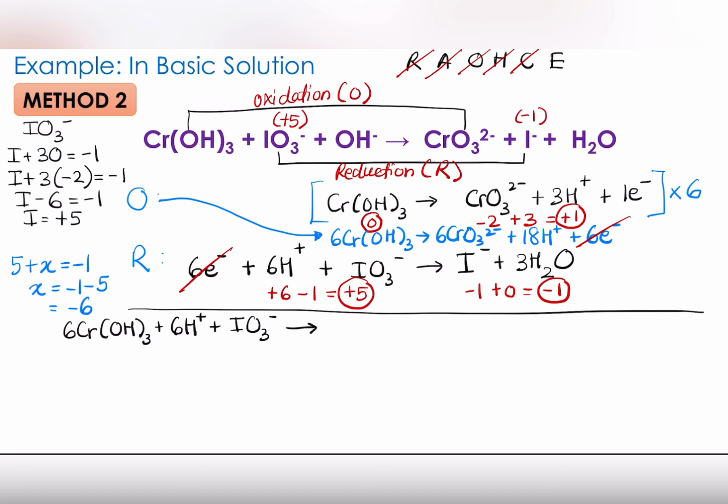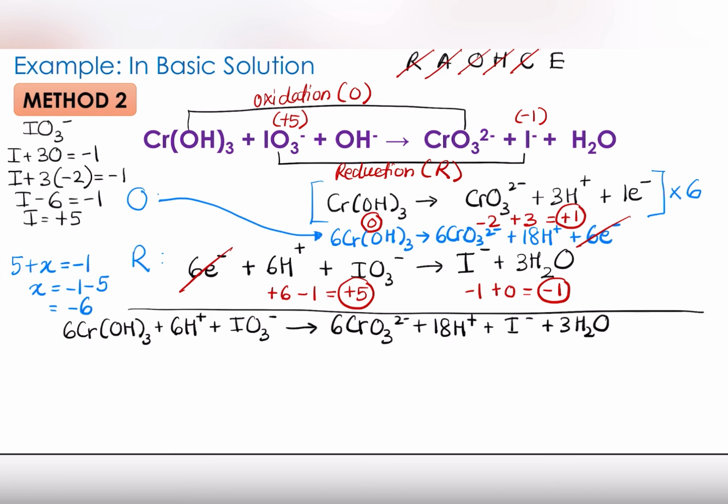Saya ada bahagian produk di mana I got here 6CrO3 2 minus. And then next one I have 18H plus, 18H plus, and then I got here I minus and 3H2O. So plus I minus plus 3H2O. So what you can see here, this is the combination after you combine for oxidation and reduction.